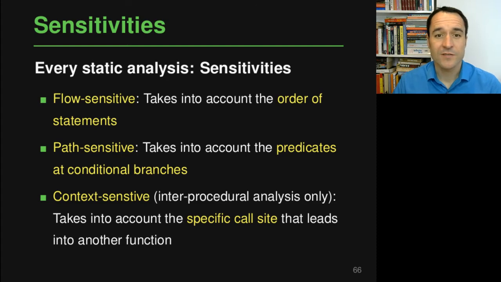And then the third kind of sensitivity that is important is context sensitivity, which only matters for an interprocedural analysis. So what happens here is that an analysis that is context sensitive takes into account the specific call site that leads to another function. So if a function is called in, say, two places in your program, then on one call site, the analysis may find different behavior in this function than when it's called from the other call site. Whereas a context-insensitive static analysis does not distinguish these call sites, so no matter where a function is called, it'll always be analyzed the same way.